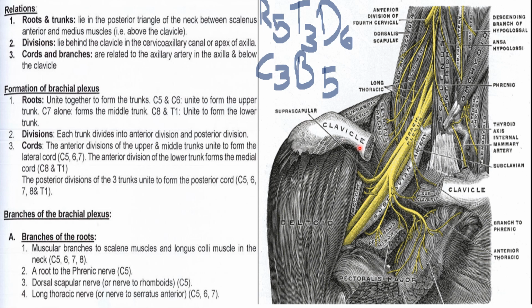And okay, then we have cords and branches. The cords and branches are related to the axillary artery in the axilla. So it's here and the axillary artery is here.